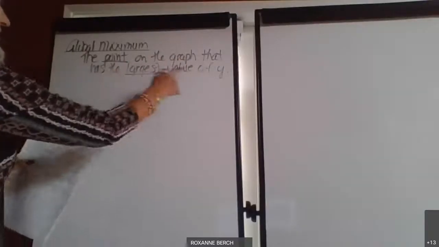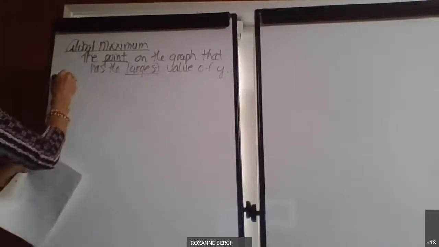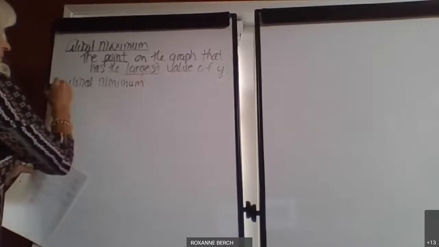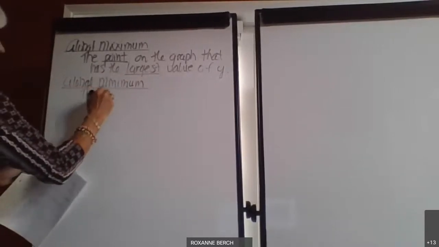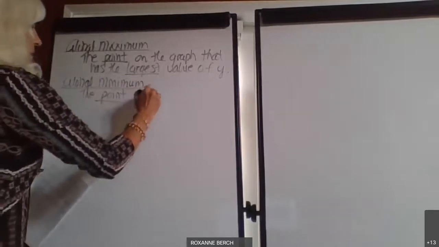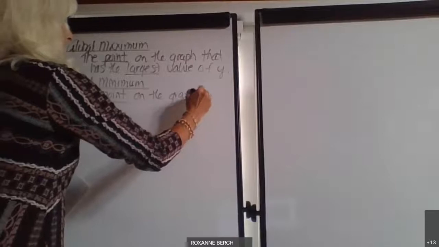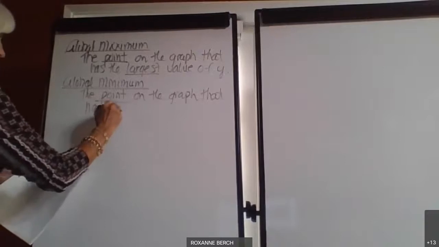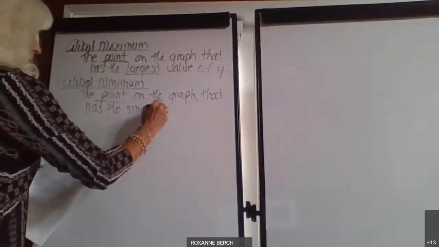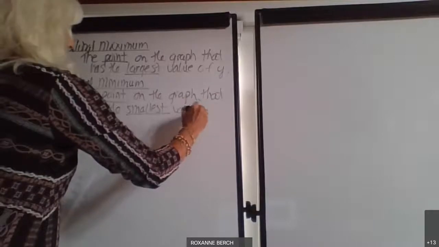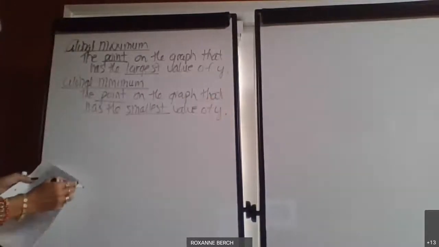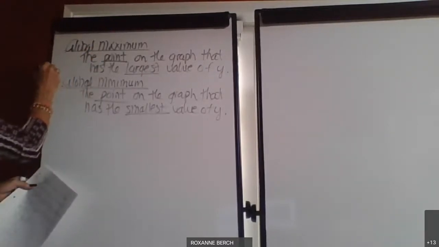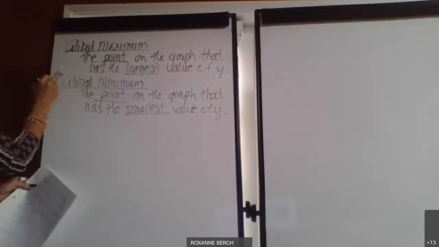The point on the graph that has the largest value of y, and then a global minimum is a point on the graph that has the smallest value of y. And like I said, these globals, sometimes in higher level math classes, they call them absolute.